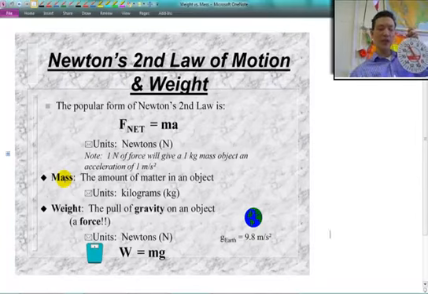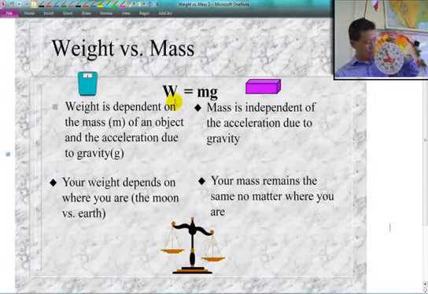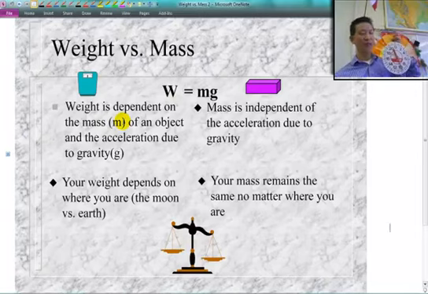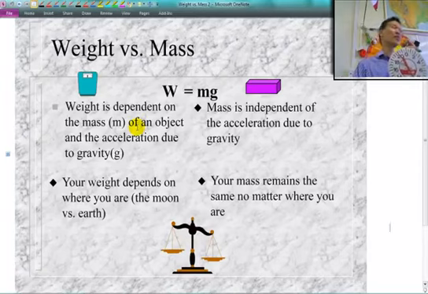So a way to compare and contrast weight versus mass here. Am I going too fast? Weight depends on the acceleration due to gravity, okay? It depends on how much mass is there times the acceleration due to gravity, mg. Your weight depends on where you are. So right now it's not a big deal.